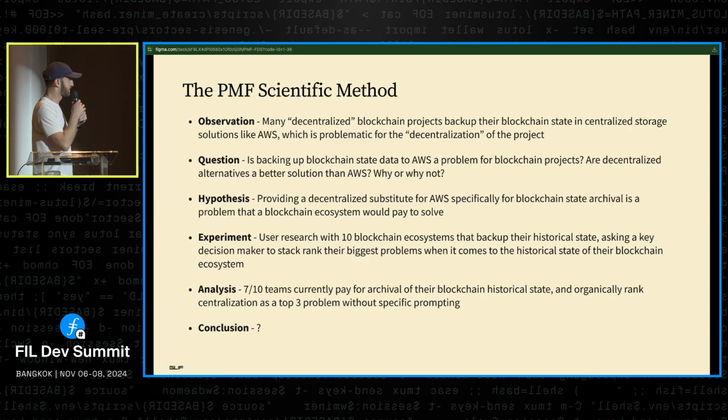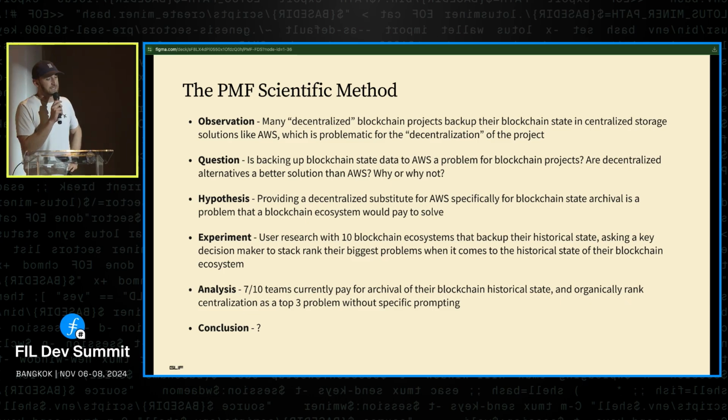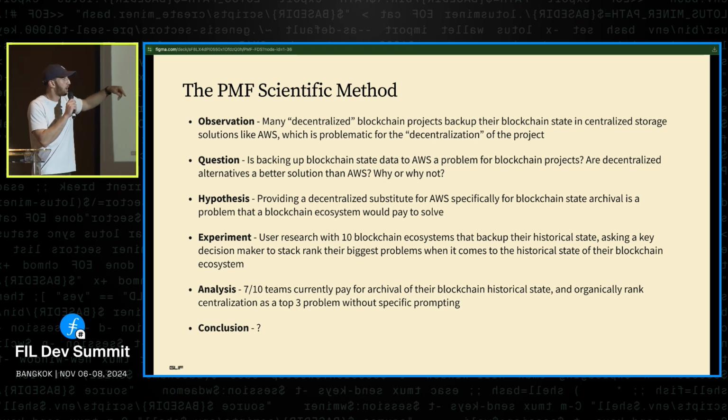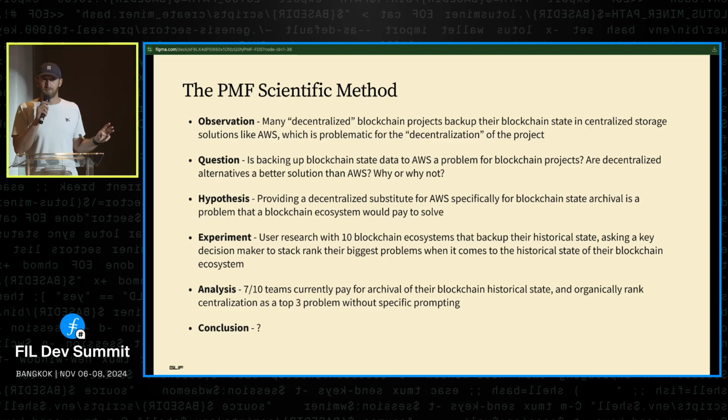And so again, this is just a hypothetical, but let's imagine that we do user research on this type of observation, and hypothesis that it is a problem for blockchain ecosystems to store their state in centralized data storage solutions. And then we do some research and we find out that actually 7 out of 10 teams who are currently paying for archival say centralization is a top 3 problem, right? That would be amazing, unprompted, if we just ask them, hey, what are your biggest problems when it comes to your blockchain ecosystem? And they're like, well, we're storing our state on AWS and that's an issue. 7 out of 10 teams say that. We're like, wow, there's a real problem here.